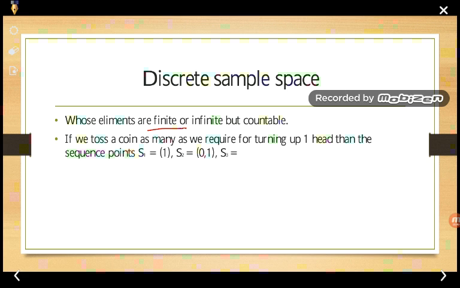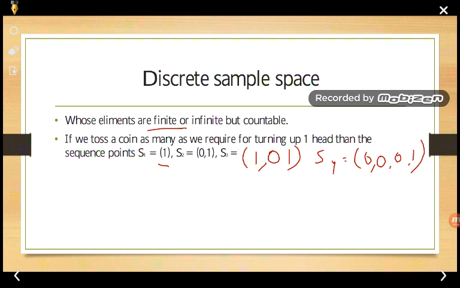If we toss a coin as many times as required until one head turns up, that is, we toss a coin until the head comes, then the sequence points will be S1 equal to 1, S2 equal to 0 1, S3 equal to 0 0 1, S4 equal to 0 0 0 1, etc. So consider if we toss it once only and get a head, then we can say that S is equal to 1.